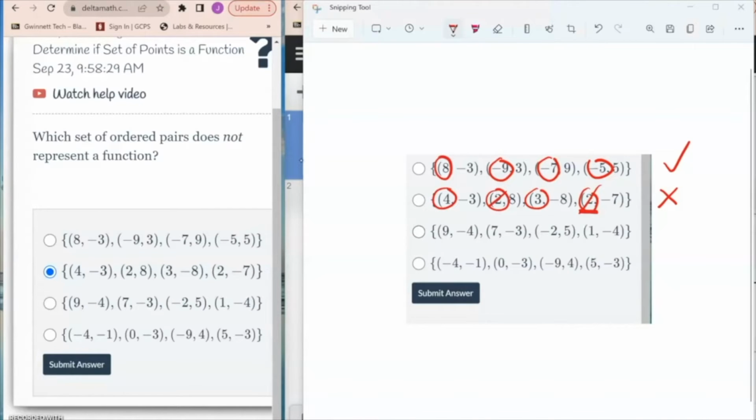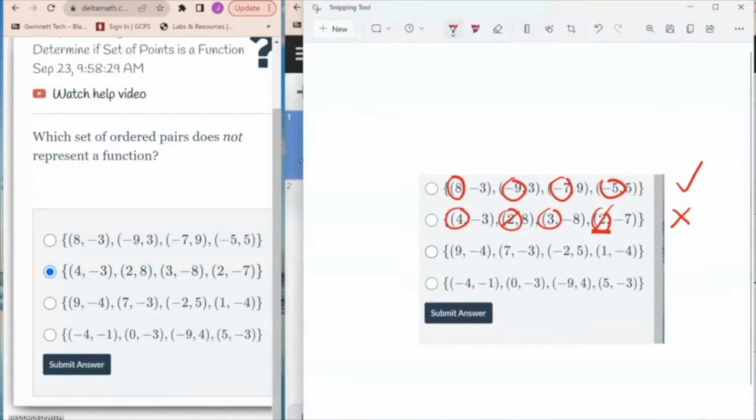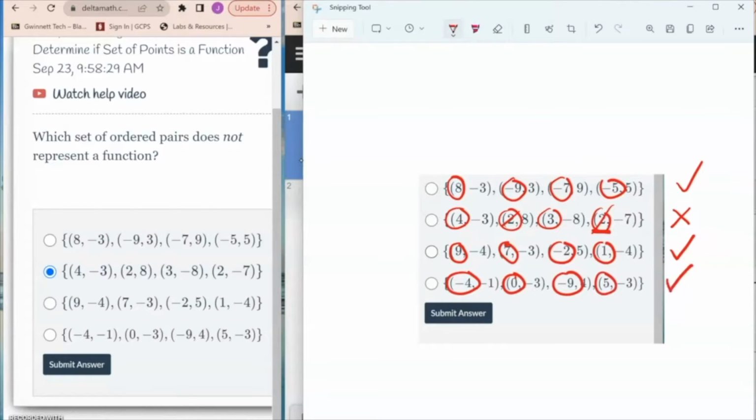So again, it is a function if x does not repeat. So you just keep looking at the x value for each coordinate. Does x repeat anytime? It does not. So this is a function. Does x repeat? No, it does not. So this is a function. So it's not a function on B. Why? Because x repeats. You have a 2 here and a 2 here. Okay, so that one is my answer.